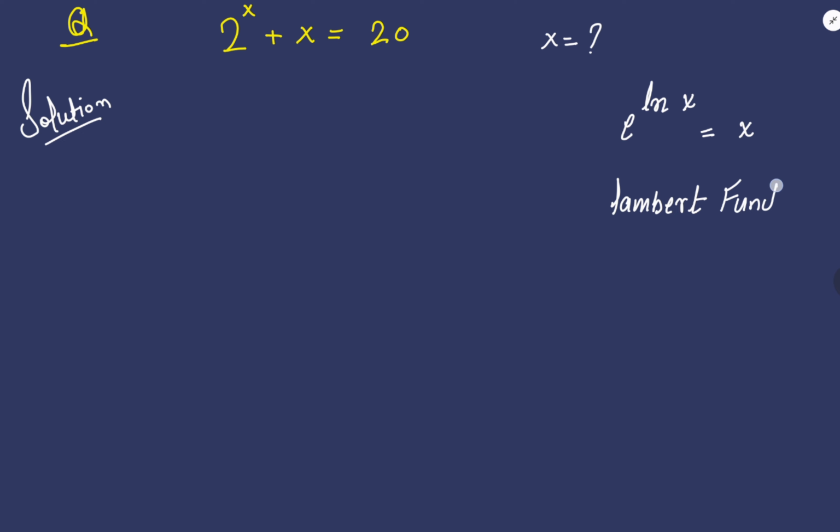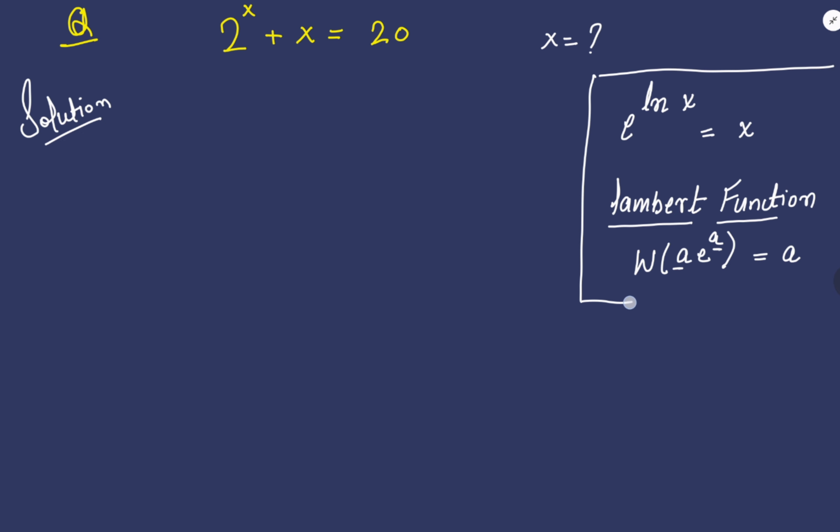What is the Lambert function? This is W of a e raised to power a. A e raised to power a means you have these two things the same, right? Then you get a here. So whenever we want to apply the Lambert function, we always need to have this type of thing. Okay, so we will apply these two things in our question.